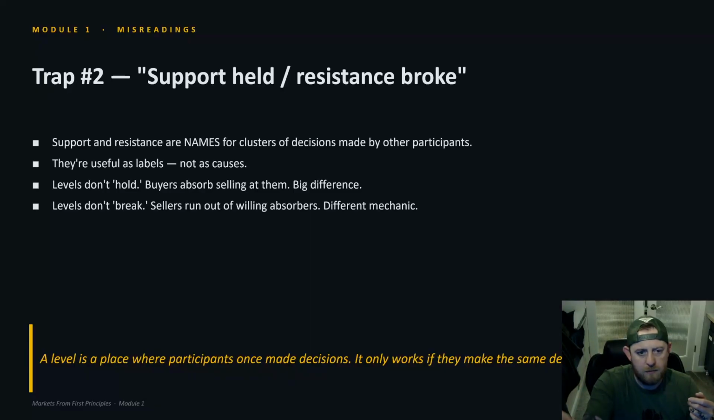So now you don't have buyers aggressively moving up in price. So now you have new sellers who want to get out of the market now, and they're willing to cross the spread to seek price lower to where there are now the remaining patient buyers. Nothing holds, nothing breaks. Buyers absorb, and sellers run out of willing absorbers.